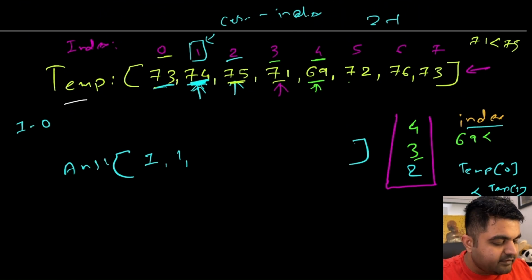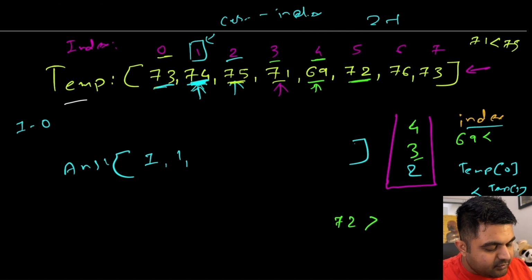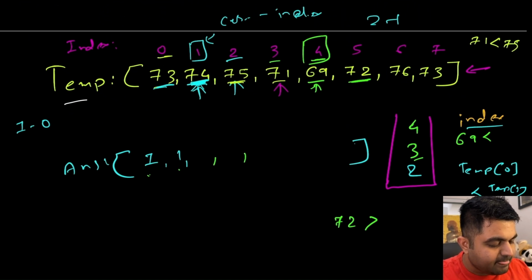Okay, now we are at position number 5, which is 72. So 72 is greater than the value at index number 4. So we can find the answer for index number 4. So let me just go. Okay, so this is for index number 1. For 0 we have, for 1 we have, for 2 we don't have, for 3 we don't have, but for 4 we found the value, that is 5 minus 4. So we can add 1 as the answer for index number 4.